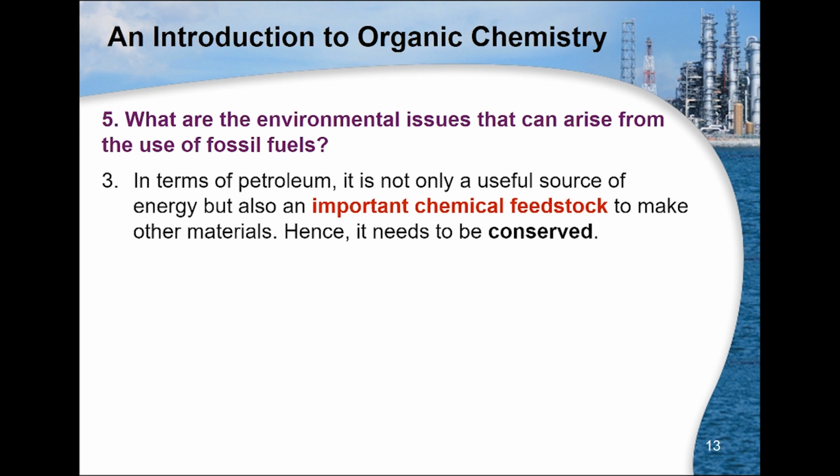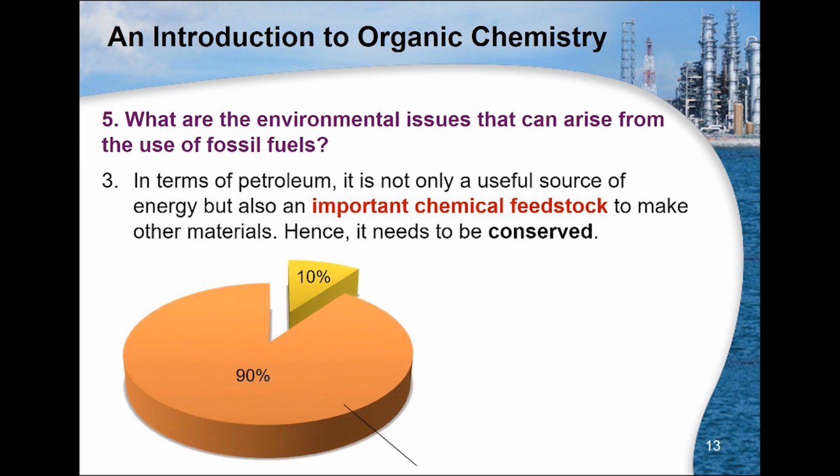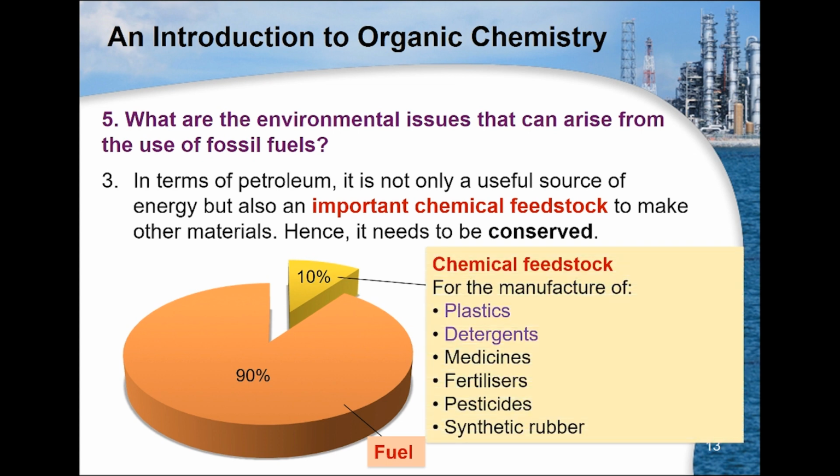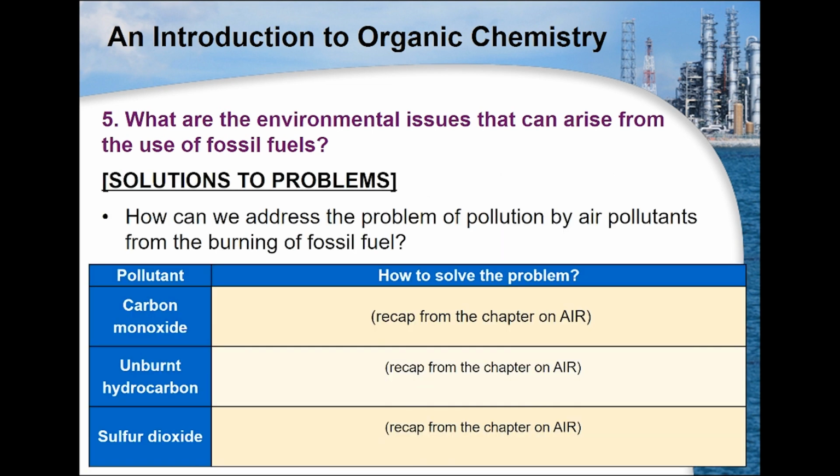For example, naphtha is usually used to make chemicals that we are using nowadays. Therefore, every time you use up petroleum for other purposes, you're actually reducing the amount we can use to make useful medicine that can save a lot of lives. Now, how can we do something to resolve this issue?